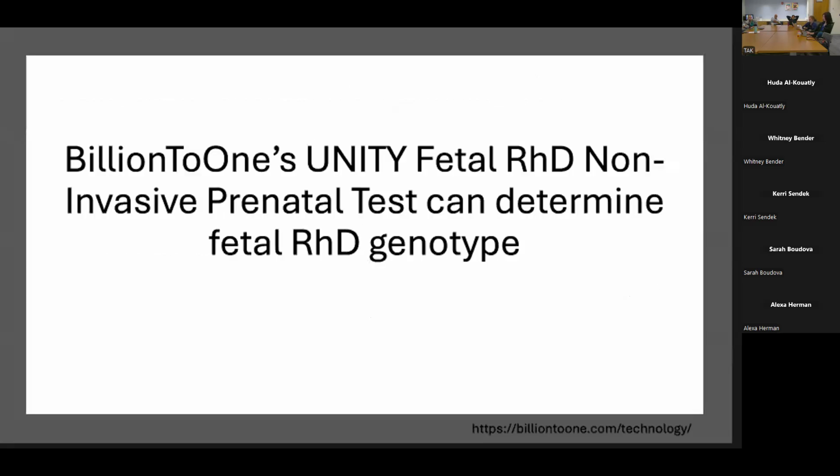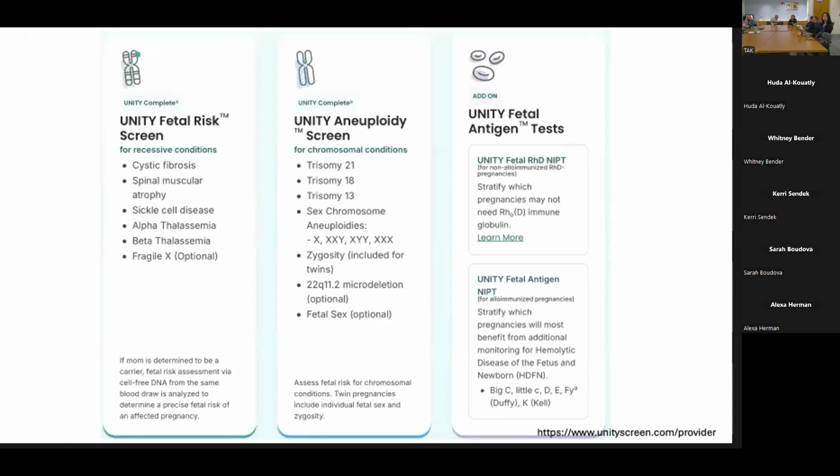Billion to One came up with the Unity Fetal RhD non-invasive prenatal test that they claim can determine fetal RhD genotype. Billion to One is headquartered in California. It's a diagnostics company, and they patented this technology that we'll briefly discuss called QCT, or quantitative counting technology. Just to look at what Billion to One offers, it can test for certain recessive conditions, obviously our aneuploidy screen, and then we have now these antigen tests.